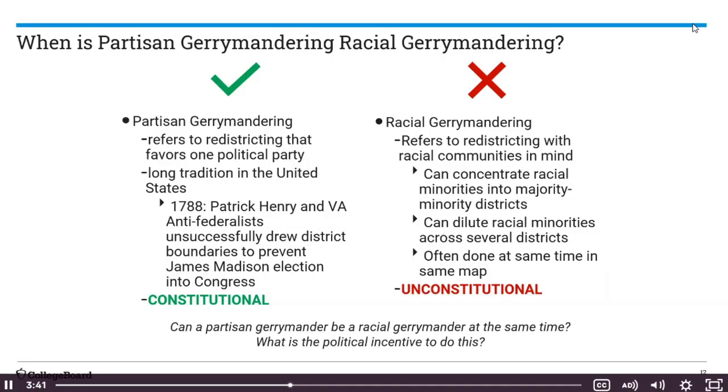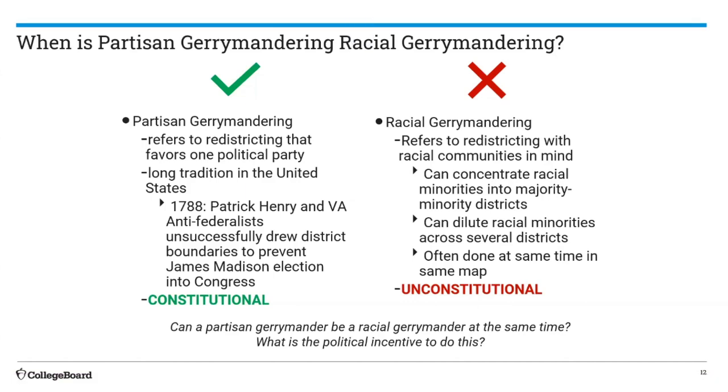Gerrymandering and racial gerrymandering, and when is one the other? We know that racial gerrymandering has been determined to be unconstitutional. That is attempting to concentrate racial minorities to create majority-minority districts. On the other hand, partisan gerrymandering is constitutional.